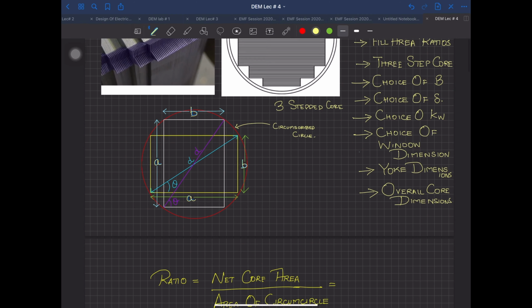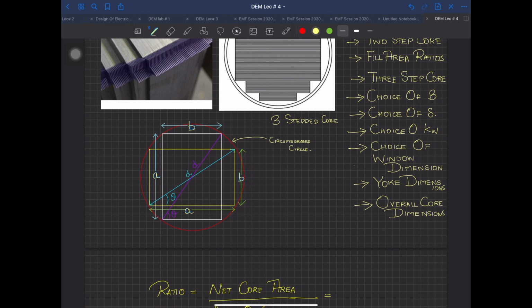Now the very important question is how much this two-step core is covering your area. We wanted a circular core, but a circular core is very expensive, and you are a cheap manufacturer, so you are going to have a two-step core. When this two-step core is there, you have two dimensions, A and B. If you are asked to find the area of this two-step core, very simply this area is equal to AB plus AB. Nothing fancy, so this area is equal to 2AB. This is the cross-sectional area.